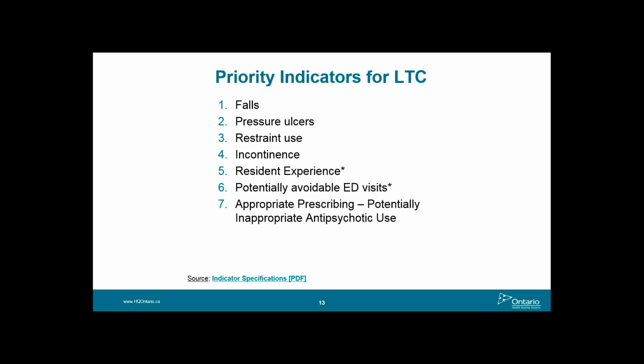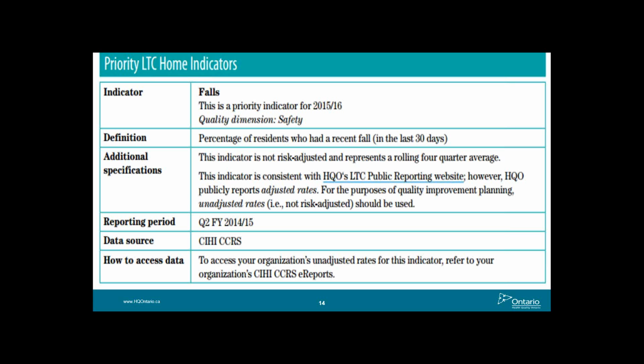So the reporting period for the falls indicator for 15-16 is Q2 for the fiscal year 2014-15, and this is the April 1st to March 31st year, versus we know that with long-term care homes you operate on the calendar year. So just so you know, those reporting periods will be very explicitly explained in the indicator technical specification document. The data source is the CIHI CCRS reports. And how to access the data: to access your organization's unadjusted rates for this indicator, refer to your organization's CIHI CCRS reports.